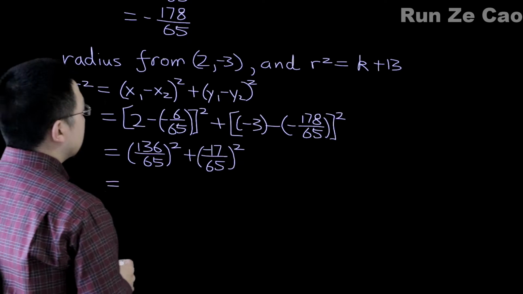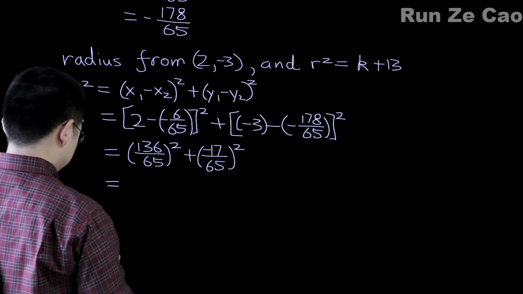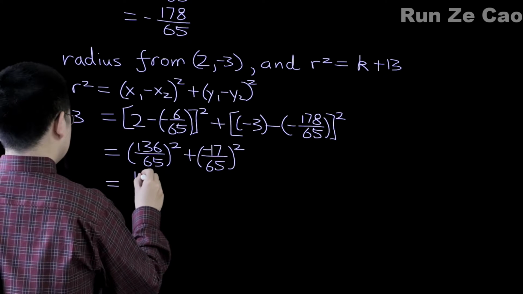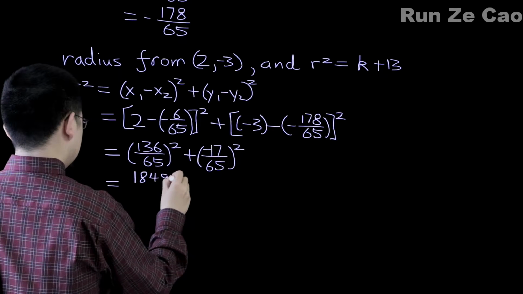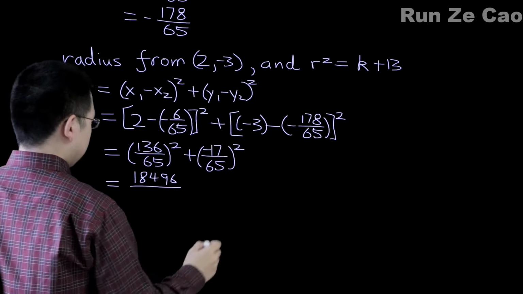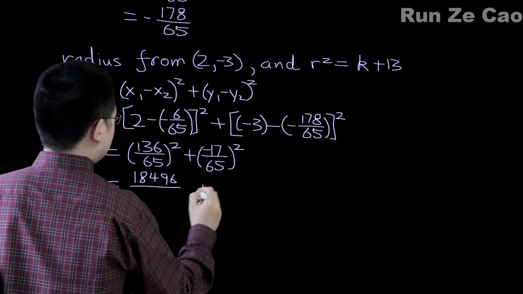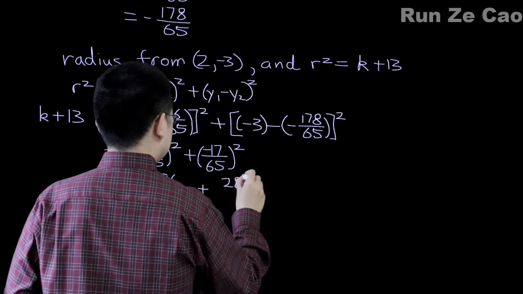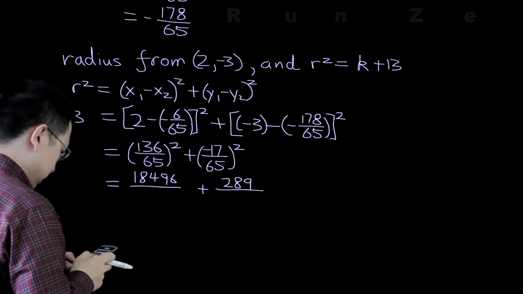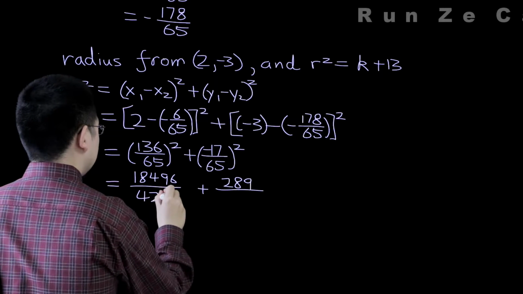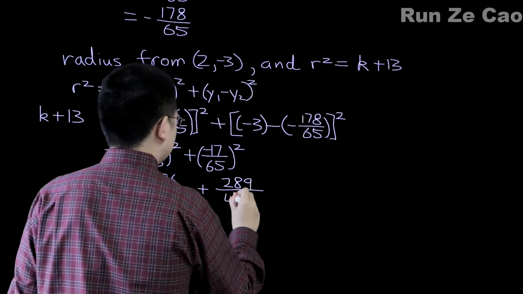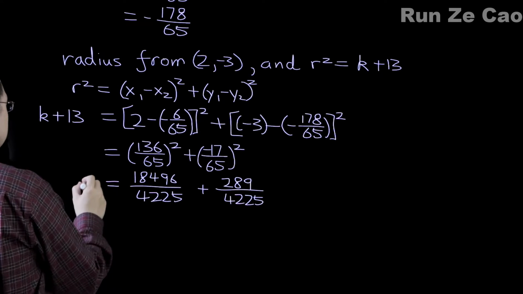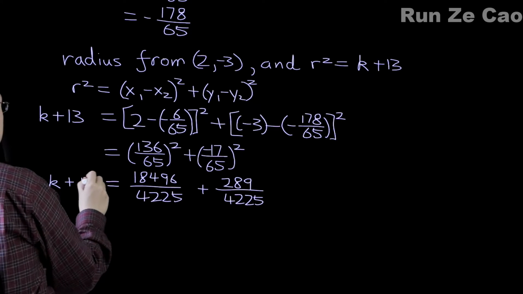So what we have here is going to be 136 squared over something, which we aren't going to bother to find out for now, plus 17 squared, 289, over the same something, which is 4225. So this is k plus 13.